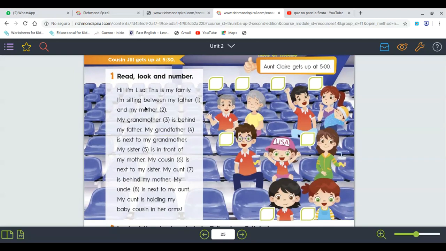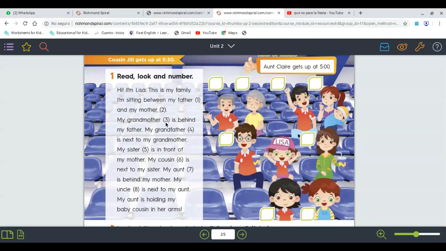Lisa is here. I am sitting between my father and my mother. She is between. Está en medio de papá y mamá. Father, number one. Mother, number two.